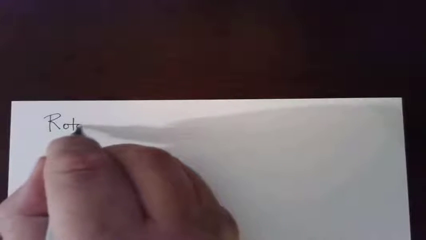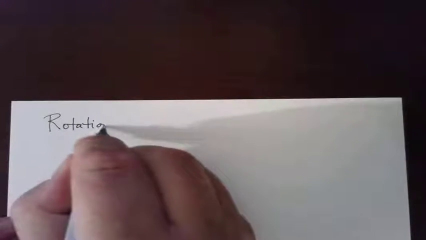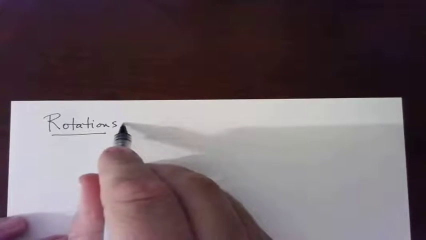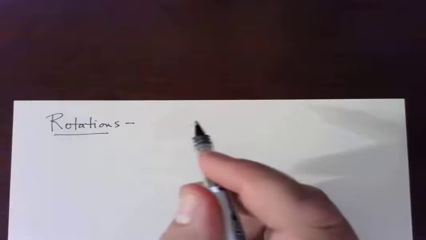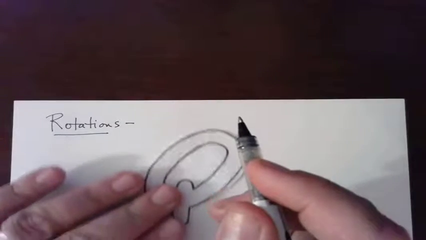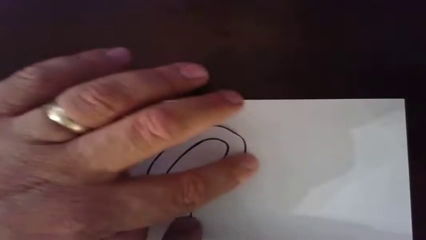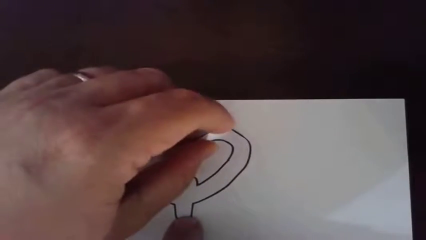So this lesson is about rotations. Rotations are trickier for a lot of reasons than translations. With rotations, you're going to hold one point in place, and then you're going to turn your shape around that center.